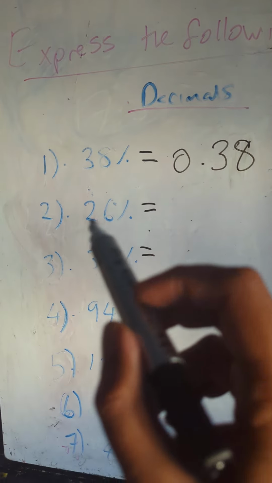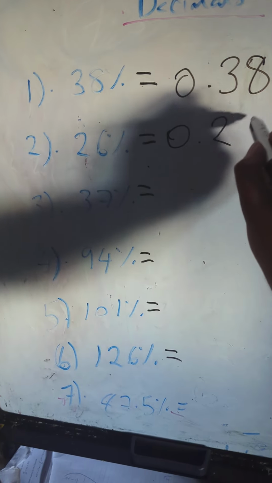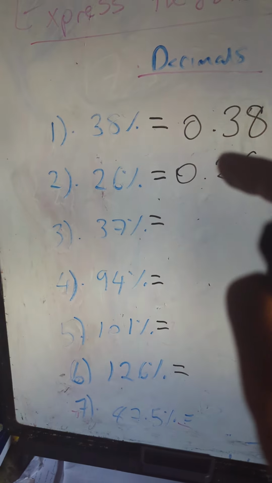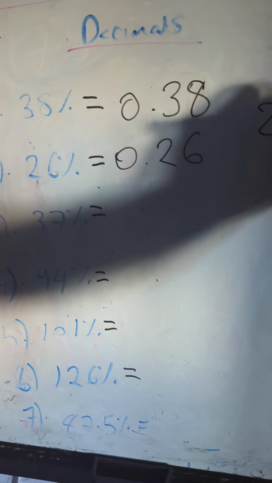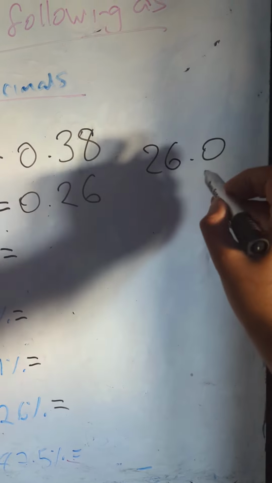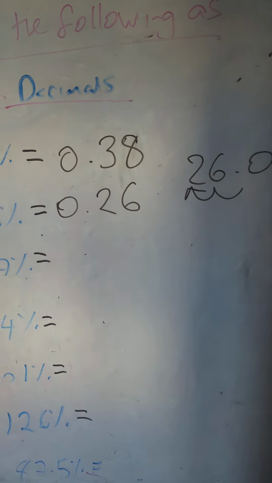Okay, this next one, 26% as a decimal, divided by 100, you will get 0.26. So the decimal point moves 2 places to the left. Think of it as 26.0. It moves 2 places to the left. So think of it like that. Write that down if that helps.